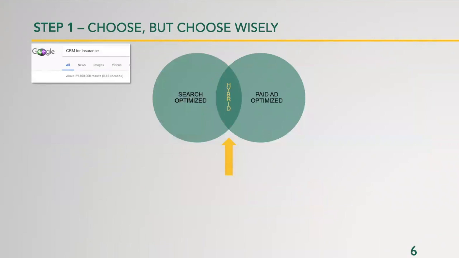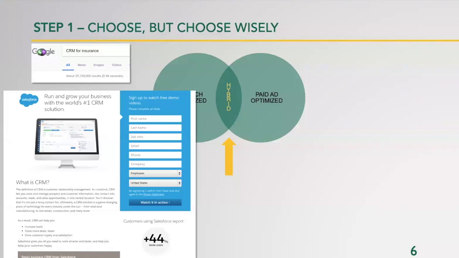An example of that is I did a search for CRM for insurance, because I was looking for a good example of a paid ad optimized page. So I have this on the wrong side. But if you click on the ad, which is for Salesforce, right at the very top, it's sign up to watch a free demo, run and grow the world's business. And you can't really see it, but the page is only that long. It really fits on a screen. And it is, what is CRM and why do you need it for the insurance business?